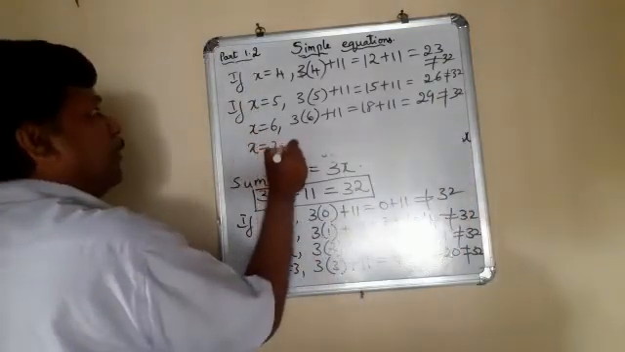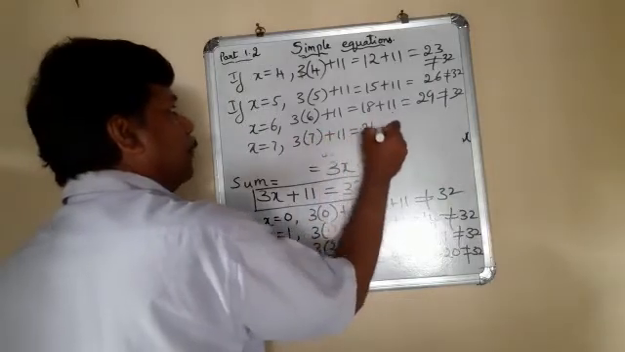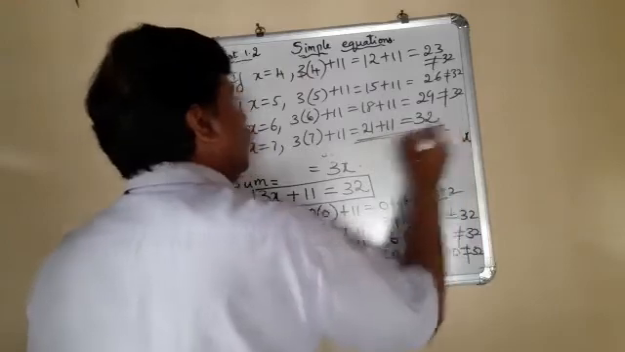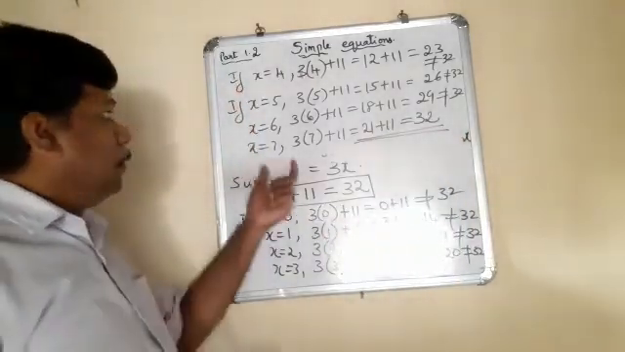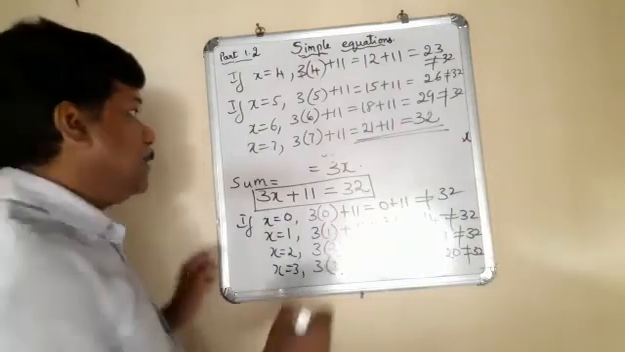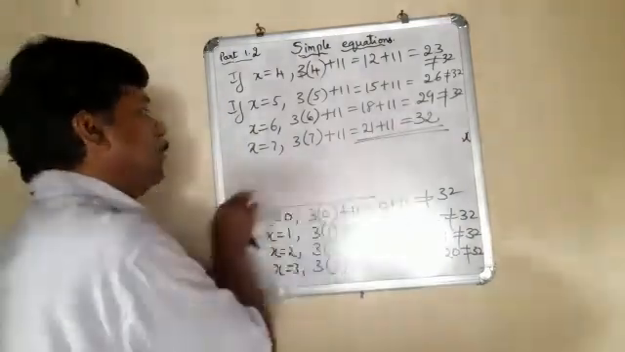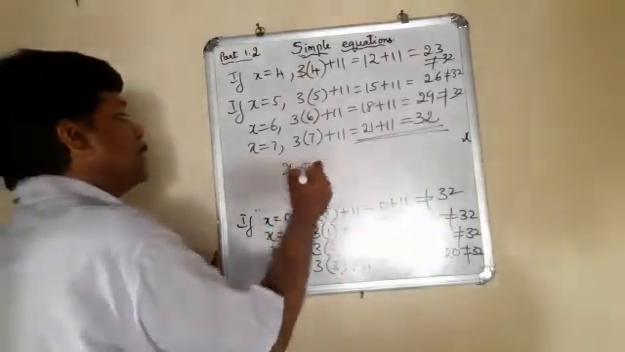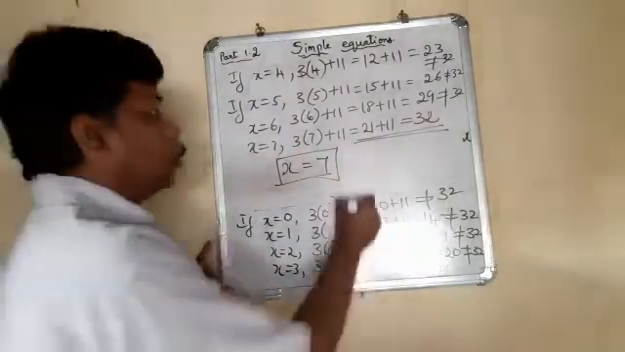x is equal to 7, then 3 multiplied by 7 plus 11 is equal to 21 plus 11, which is equal to 32. So finally, we got the value of x to be 7. So here we can see therefore the value of x is 7. So x is equal to 7 is the answer to this question.